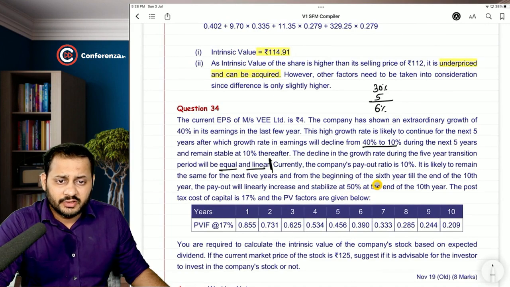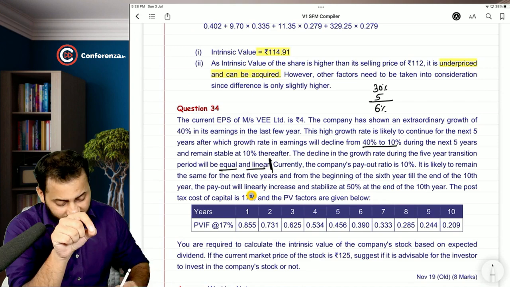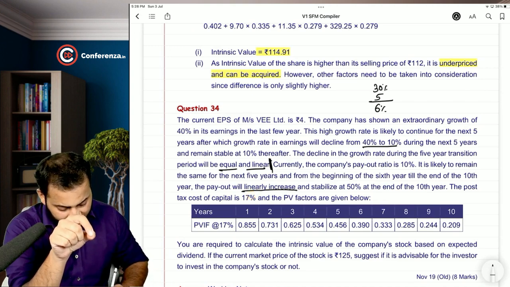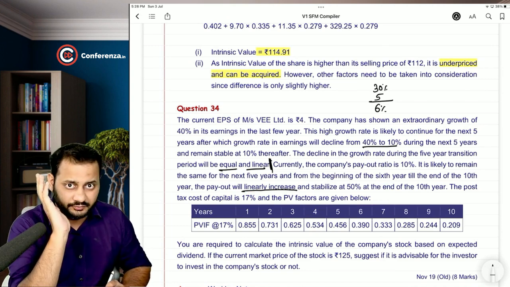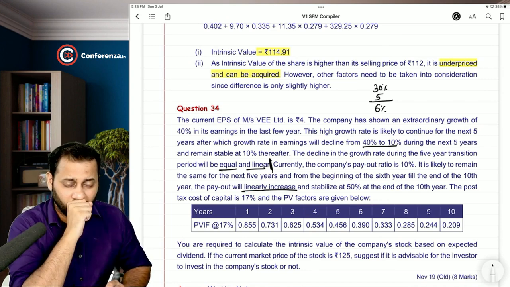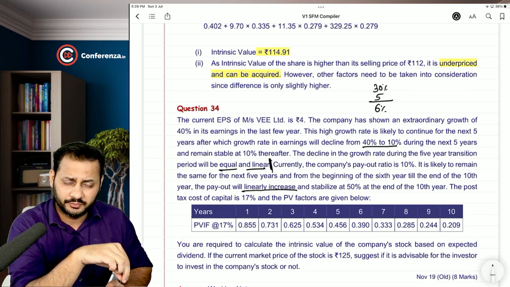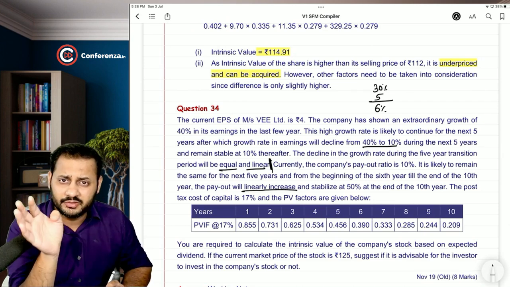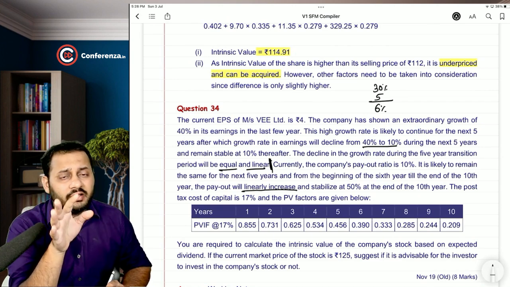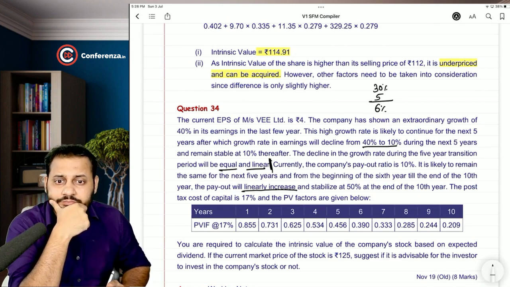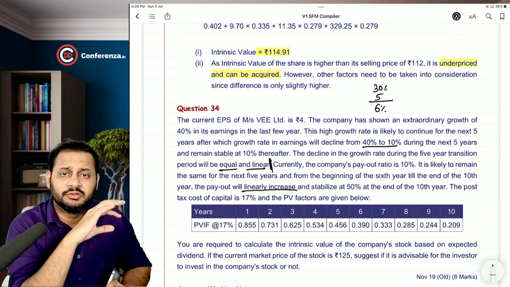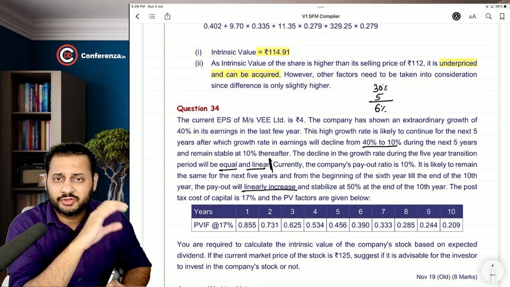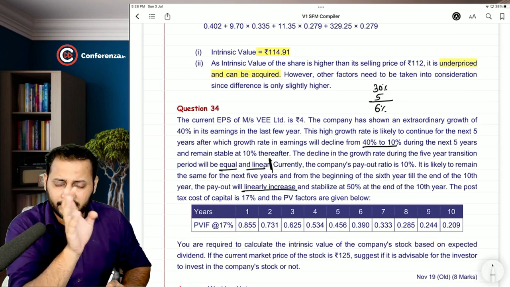From the beginning of the 6th year till the end of the 10th year, the payout ratio will linearly increase. Underline the words linearly increase. Now there are two things which are linearly changing in this question. So this is quite difficult. And if you understand question number 34, you don't have to do all the previous questions till question number, I think 28. So this one question, you revise this one question and you can remove all the questions from question number 28 to 33.